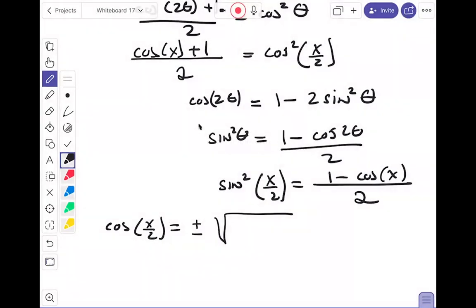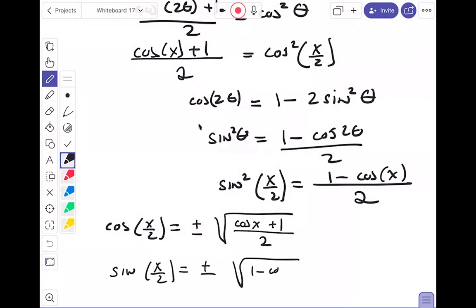So I'm going to say cosine x over 2 equals plus or minus the square root of cosine x plus 1 over 2. And the next one, I'm going to put down, let's take a look, the sine of x over 2 equals plus or minus the square root of 1 minus cosine x over 2. All right, so what do you want to do now? Well, I'll be real. I want to be at 15 degrees here, right? I'll push this up.